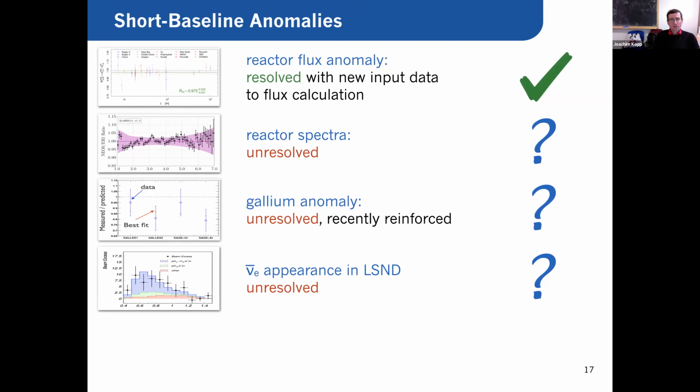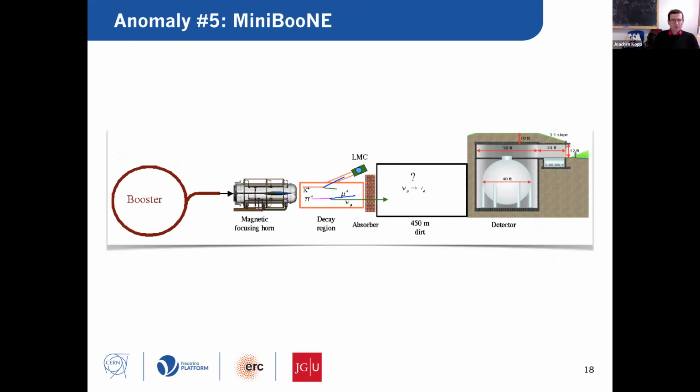So if you have an unresolved anomaly, what do you do? You build a new experiment to test it. And that was done in the form of the MiniBooNE experiment. The idea behind the MiniBooNE experiment was specifically to test the possibility that LSND is due to neutrino oscillations. The source and detector are quite different.